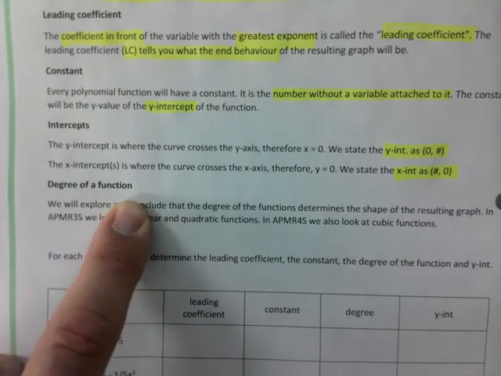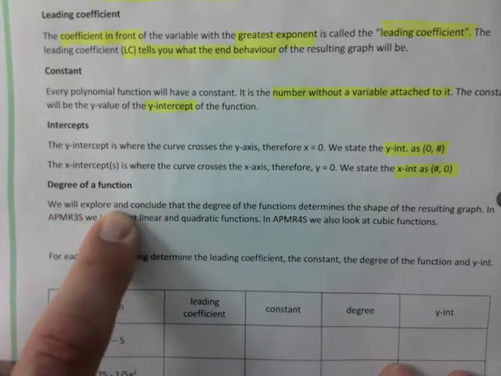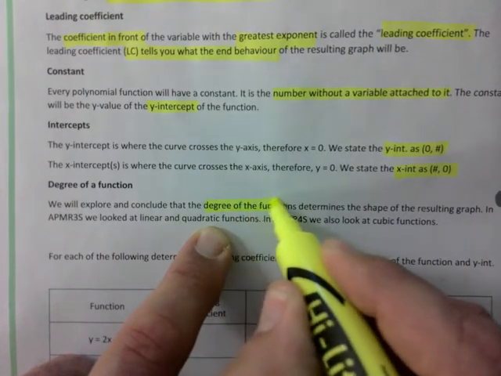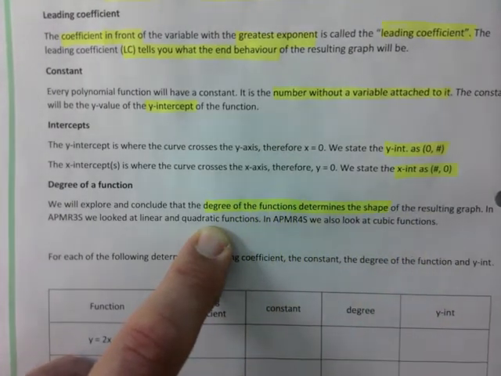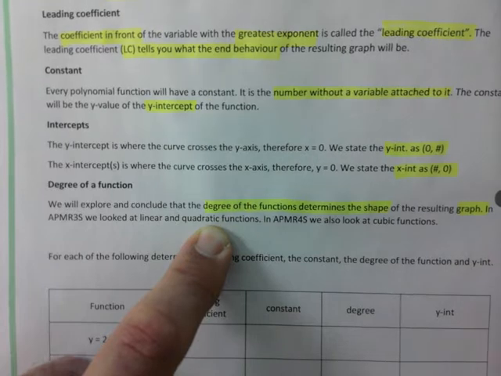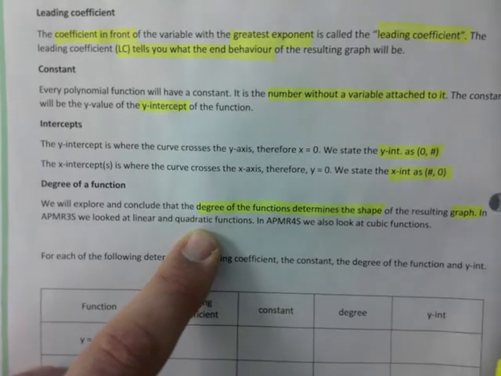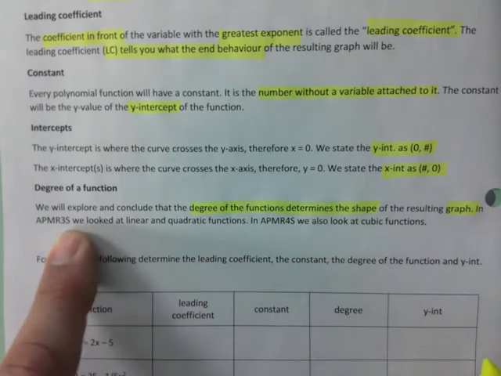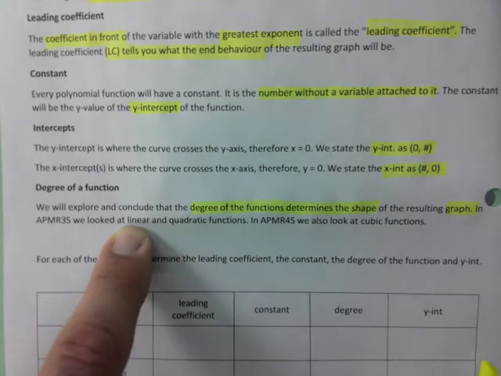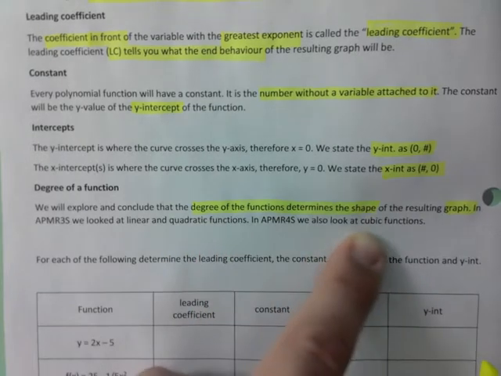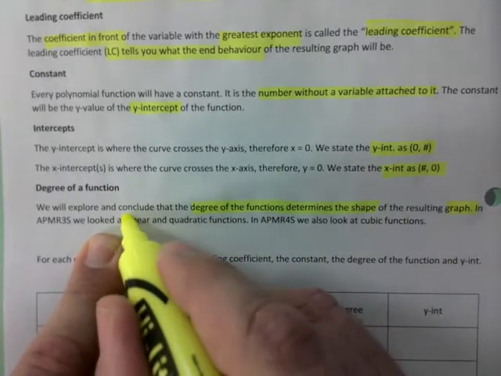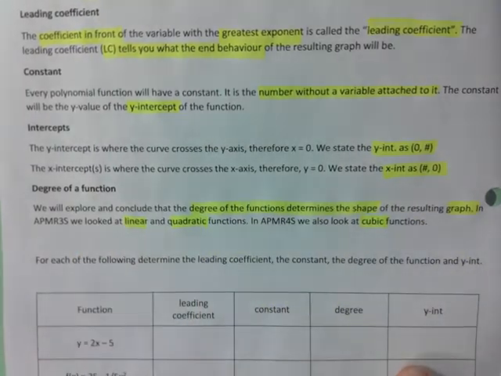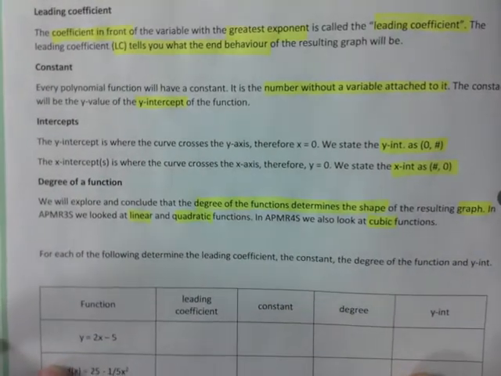Degree of a function. We will explore and conclude that the degree of the function determines the shape of the graph. Okay, the degree of the function will tell us what we are expecting the shape to be. In grade 11 applied, we looked at linear and quadratic. Now we're going to look at cubic as well. So maybe I'll just do linear, quadratic, and cubic. Those are basically our main types of functions that we're going to explore. Okay.